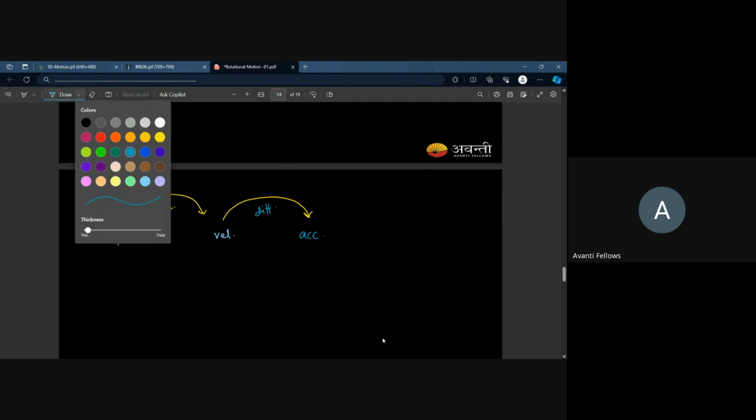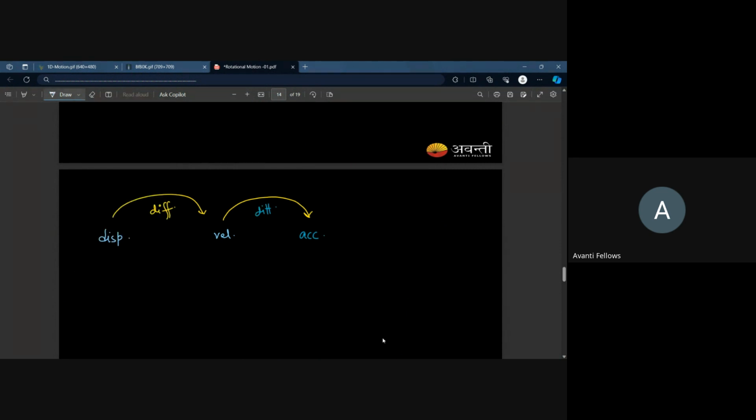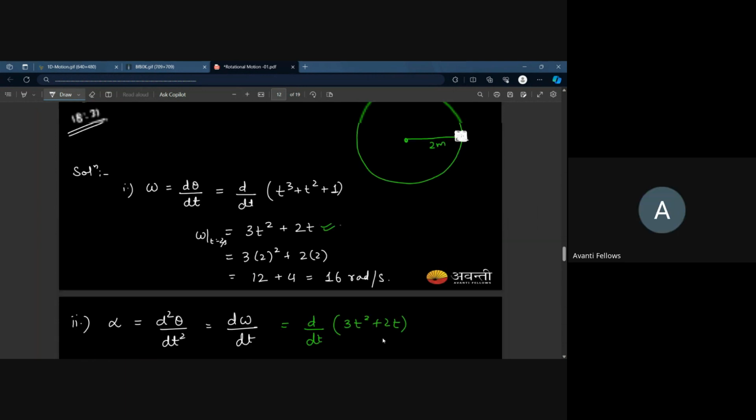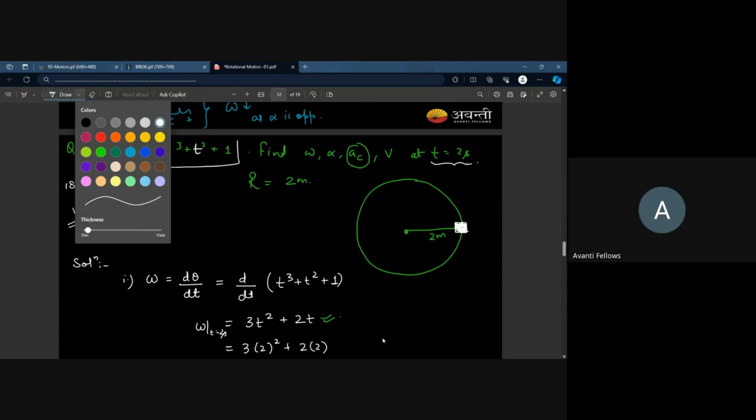Since differentiation and integration are two different operators, and they are just opposite to each other, if you have acceleration and you want to calculate velocity, go with integration. If you have velocity and they are asking you about the displacement, go with integration. Is that okay? Yes, ma'am. So in this question, they gave us the omega.